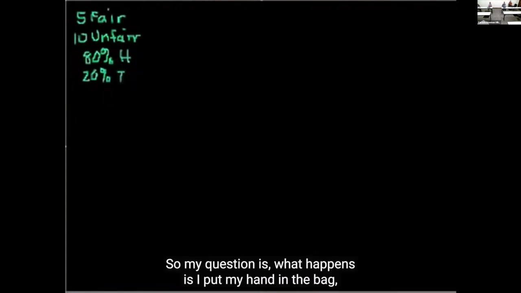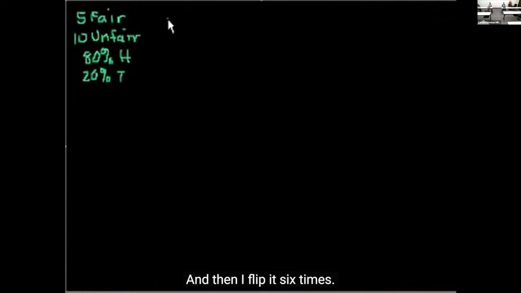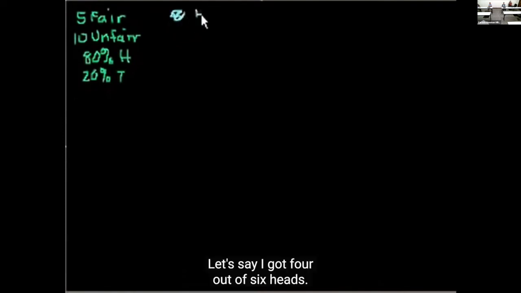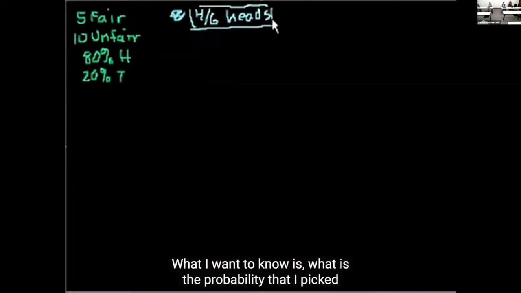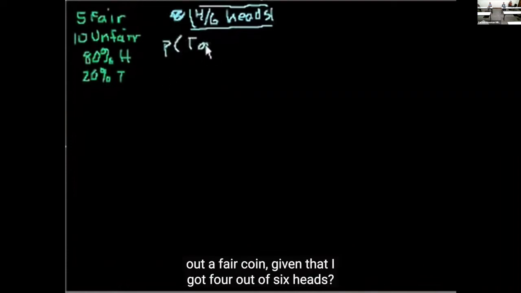So my question is, what happens if I put my hand in the bag, my eyes are closed, and I pick out a coin, and then I flip it 6 times. And let's say I got 4 out of 6 heads. That's the result I got. What I want to know is, what is the probability that I picked out a fair coin, given that I got 4 out of 6 heads?